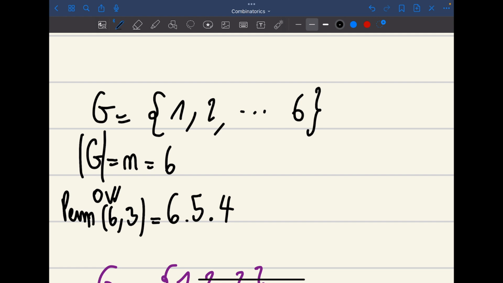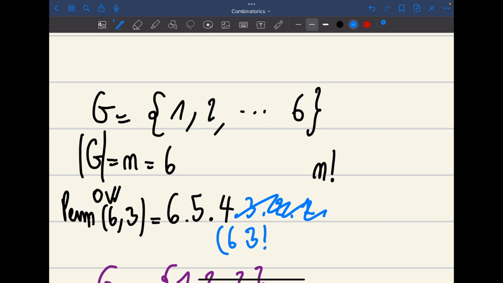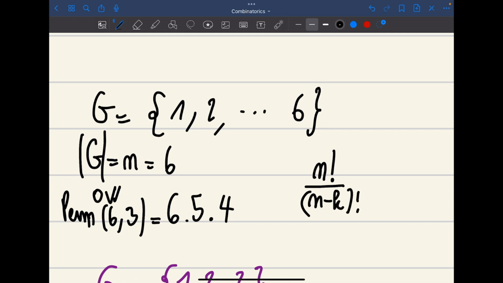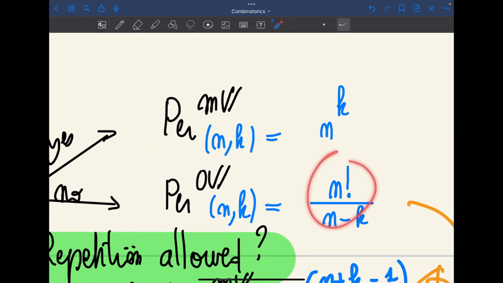Well, we see it's a bit like n factorial, because 6, 5, 4, 3, 2, 1. But we remove this part. And this part is 3 factorial, which is 6 minus 3 factorial. So the general formula would be n factorial divided by (n minus k) factorial. Here we find the second formula.